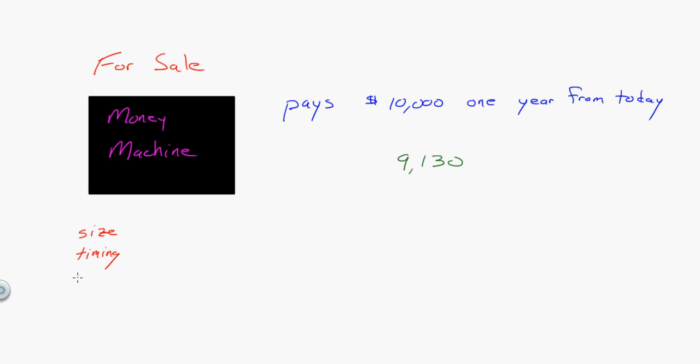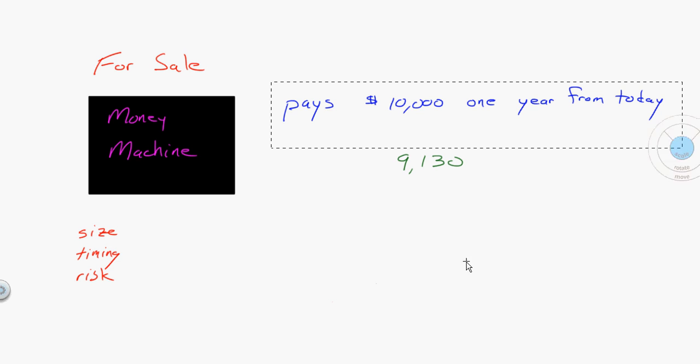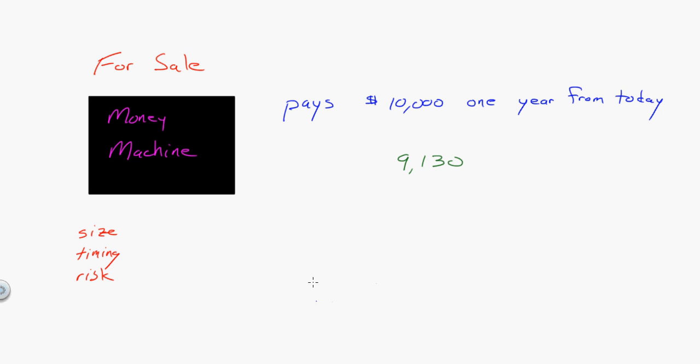The next thing I want to talk about is the risk. So here are the three things that matter: size, timing, and risk of the cash flows. So what if we say, you know what, instead of this thing paying $10,000 1 year from today, I'm going to flip a coin. Heads, it will pay you $20,000. Tails, it will pay you 0.